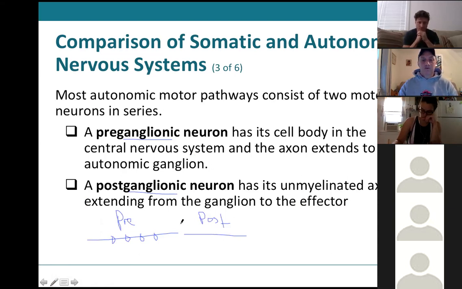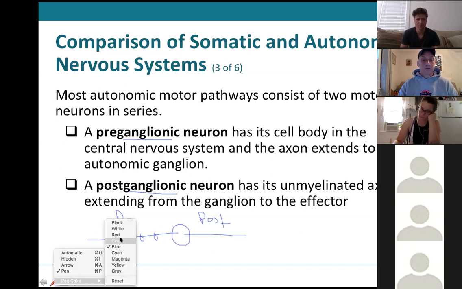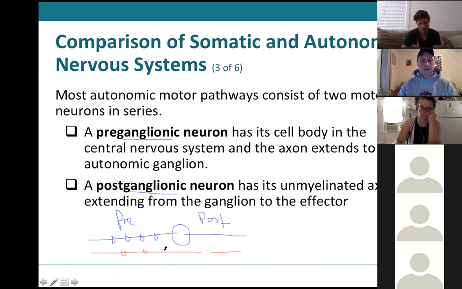And generally what I do is I just draw it like this because the location of the ganglion is going to change relative to where we are inside the body. But if this is what's happening inside the sympathetic autonomic nervous system, this is what's happening inside the parasympathetic autonomic nervous system. And what's the difference in these two? Anybody?